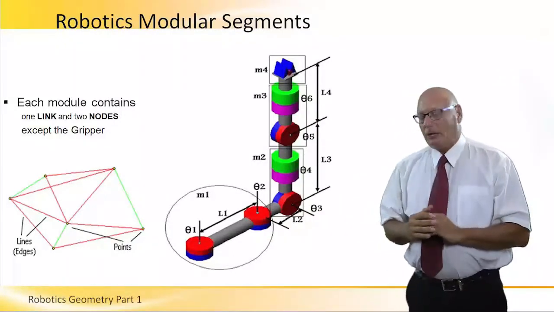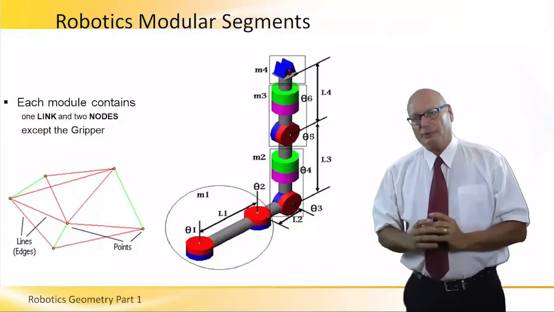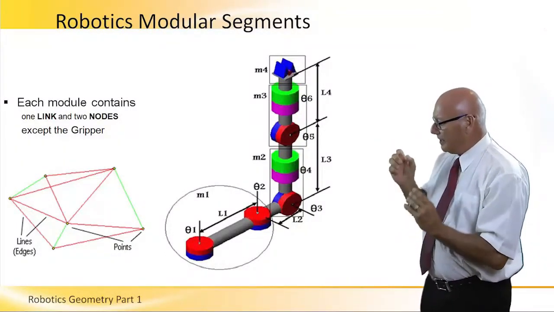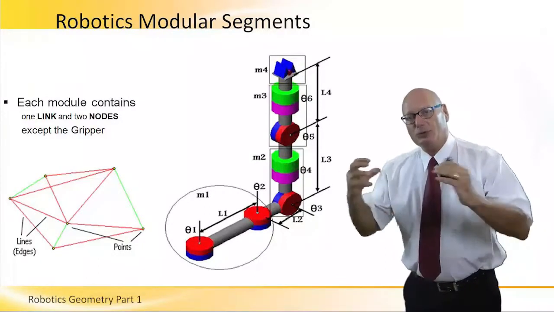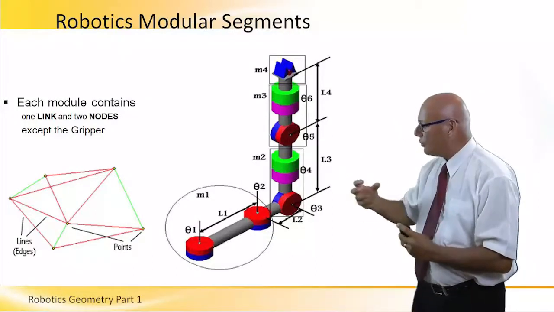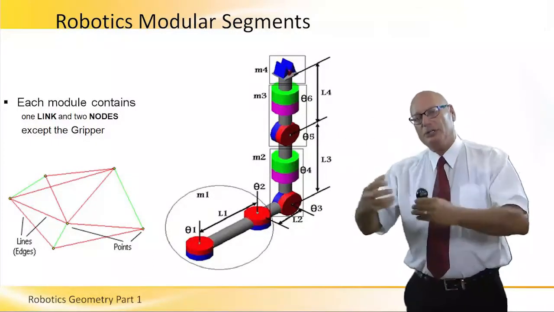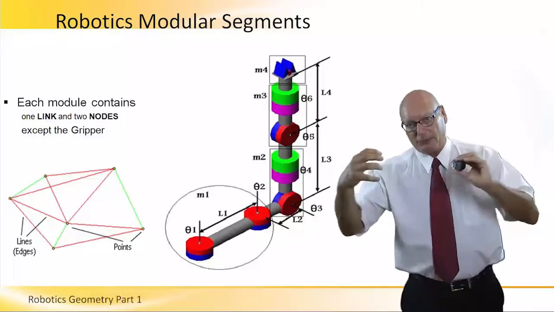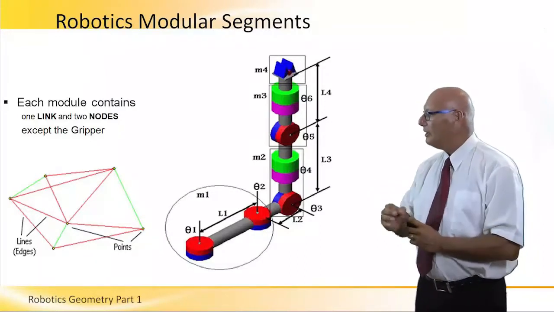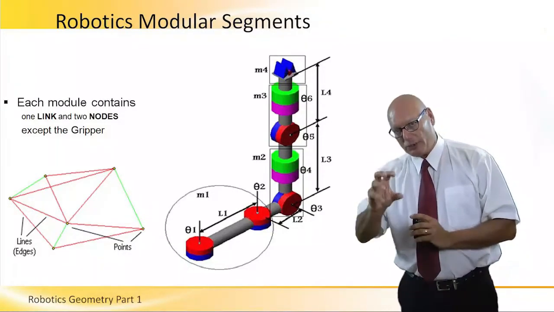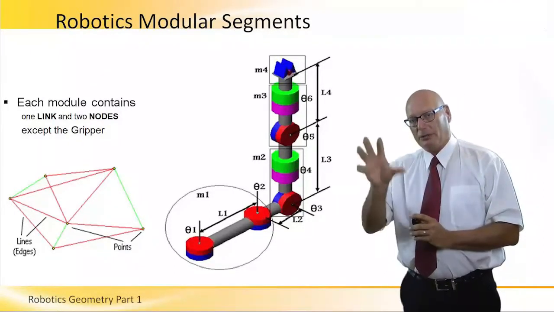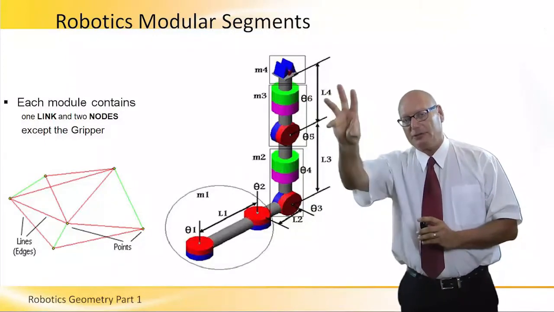Segments. We talked about links, we talked about joints of a robot, but first of all, let's understand that every single link has two joints at its ends. And the two joints are connected to another link, which is being held from both sides by two joints. So each module contains one link and two nodes. The joints can be called nodes as well, except for the gripper. The gripper is the end manipulator, the end effector.